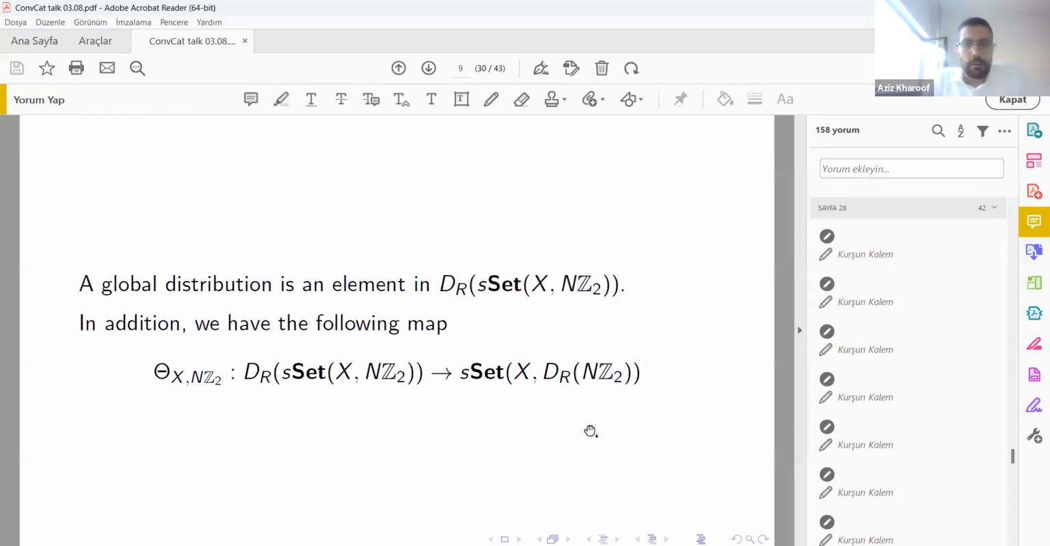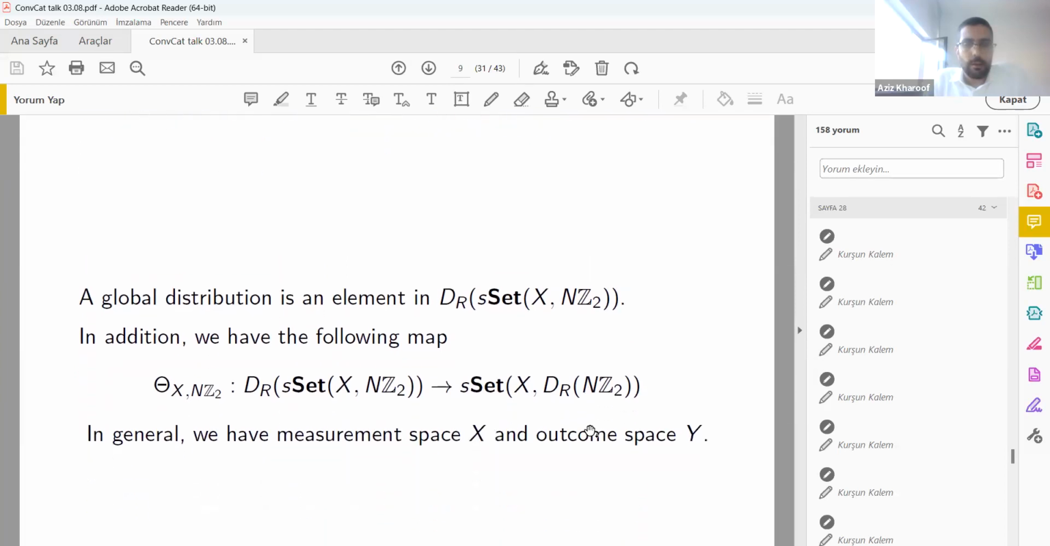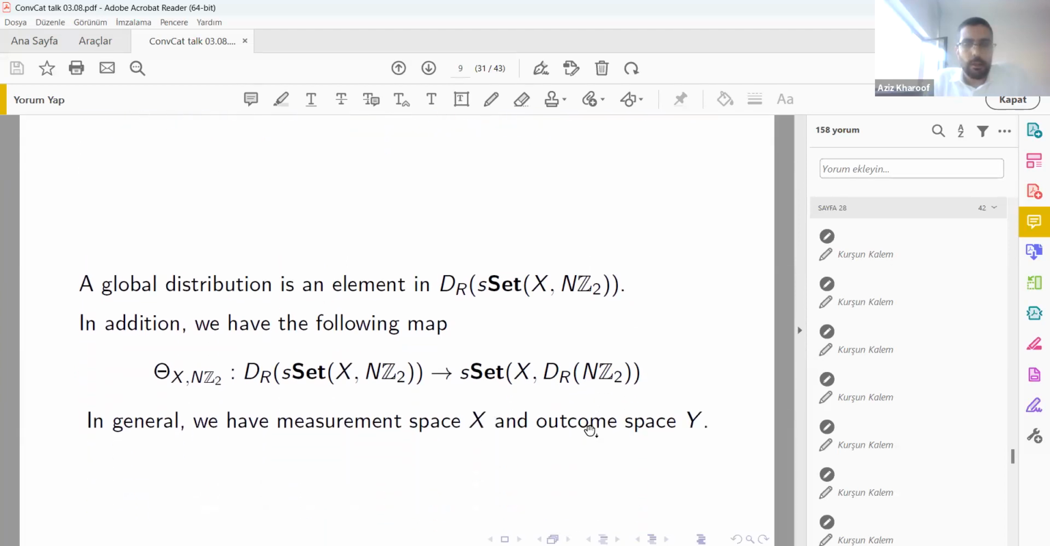Okay. And then we define, in general, of course, we don't have to use the nerve of Z2. We can use any outcome space Y.